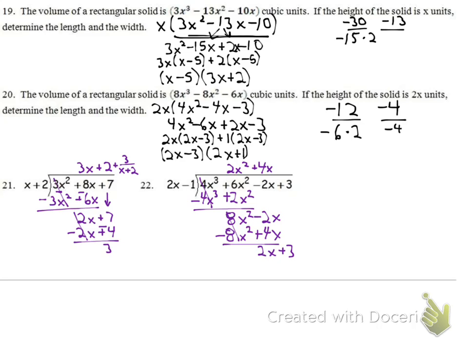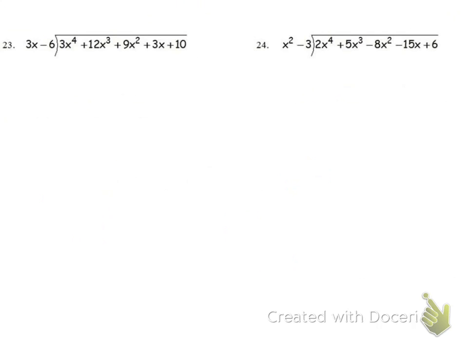So I'm going to multiply by 1. I get 2x plus 3, or 2x minus 1. I subtract, change the signs. I'm left over with a 4. So my remainder is going to be 4 over 2x minus 1. All right, let's look at some more division.